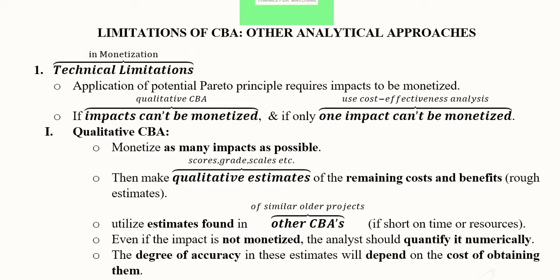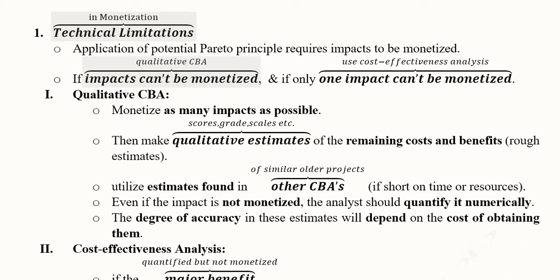In the interventions, we want to achieve Pareto efficiency, and for that we need to monetize the effects, because if the impacts are monetized, it becomes easy to allocate the resources accordingly. So the first thing is that the impacts are not easily monetized or we cannot monetize them. The other possibility is that one impact, which is the major impact, is not being monetized. In that couple of possibilities, we undertake qualitative CBA and cost effectiveness analysis. These are the two alternatives to standard CBA that we have in these two situations.